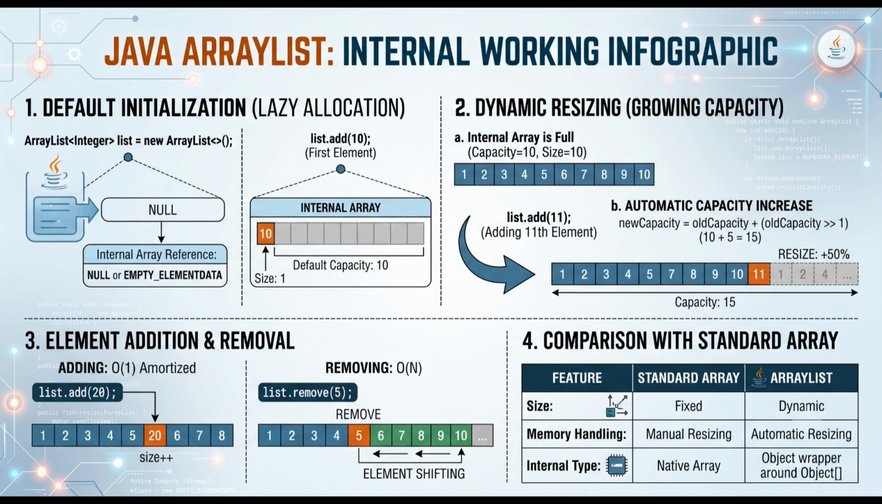So, keep this in mind: ArrayList is a wrapper around a standard array. It handles the heavy lifting of resizing and shifting so you don't have to. It's a great balance between the convenience of a dynamic list and the speed of a raw array. Hope that clears up what's actually happening when you run your code.